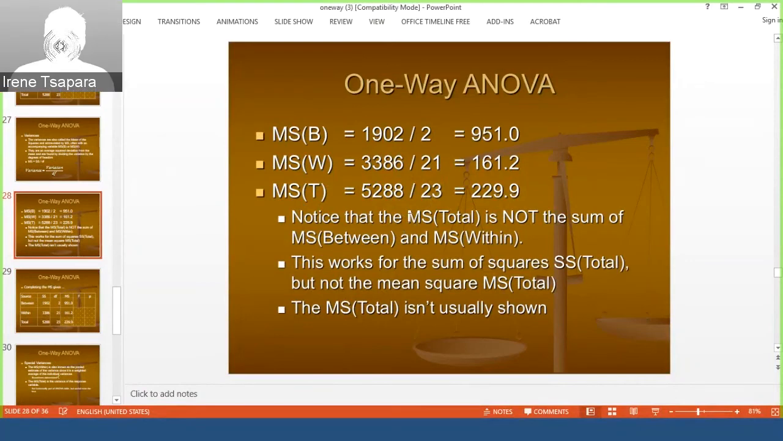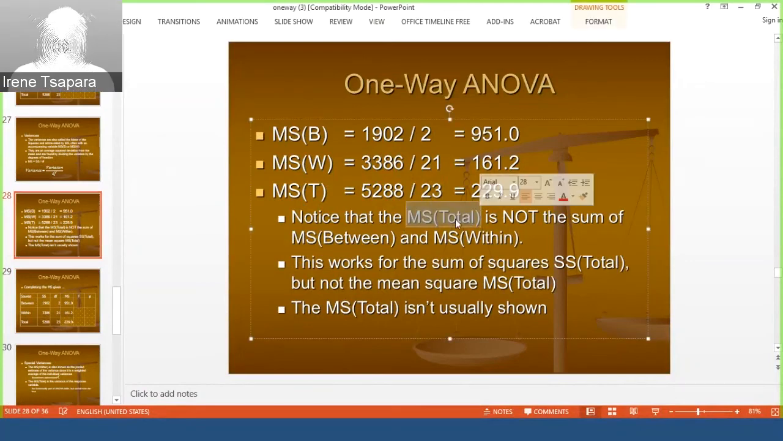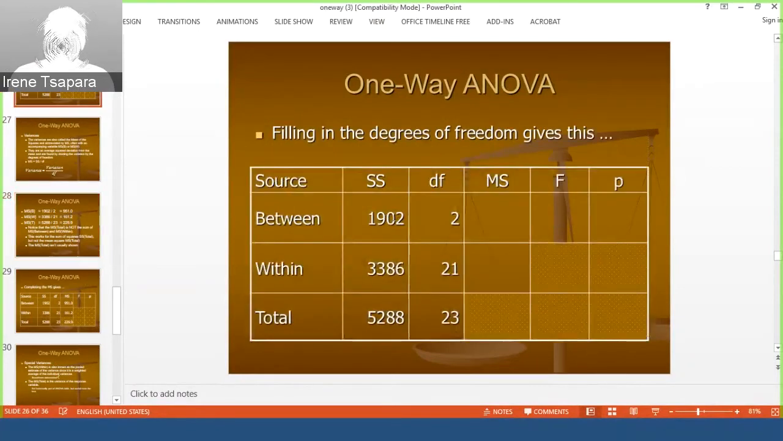Now, one thing that you need to pay attention to is how you calculate the MS total. For all the other columns, we add the numbers to get the total. For this one right here, we don't add the numbers. We do exactly the same process. If you add the numbers that you get in these cells, then you will not get the right MS total.